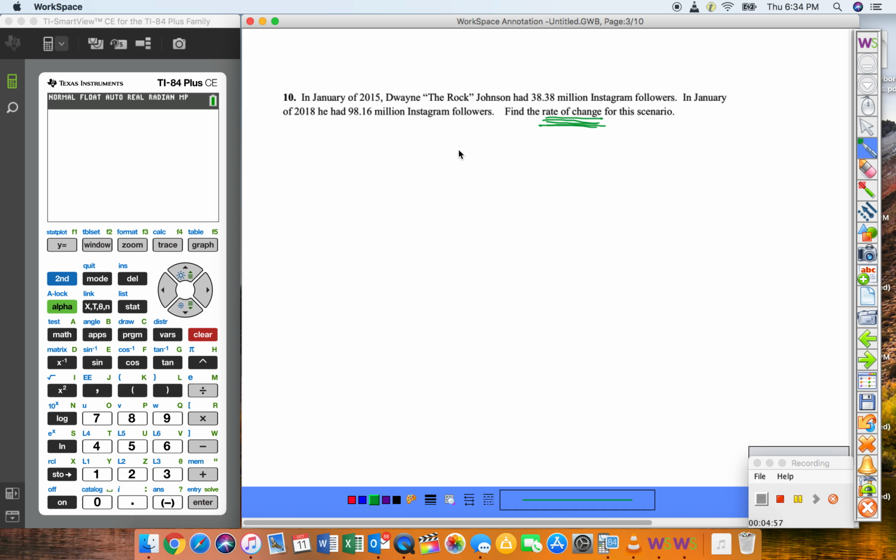So what we're going to do is write two ordered pairs. So let's use the first bit of information that I give us here. Ooh, look at that beautiful color of a highlighter.